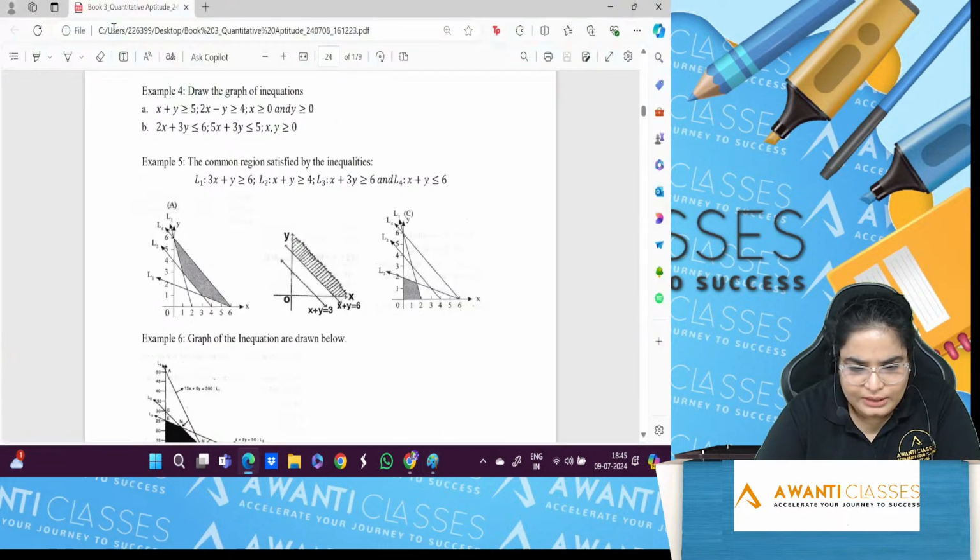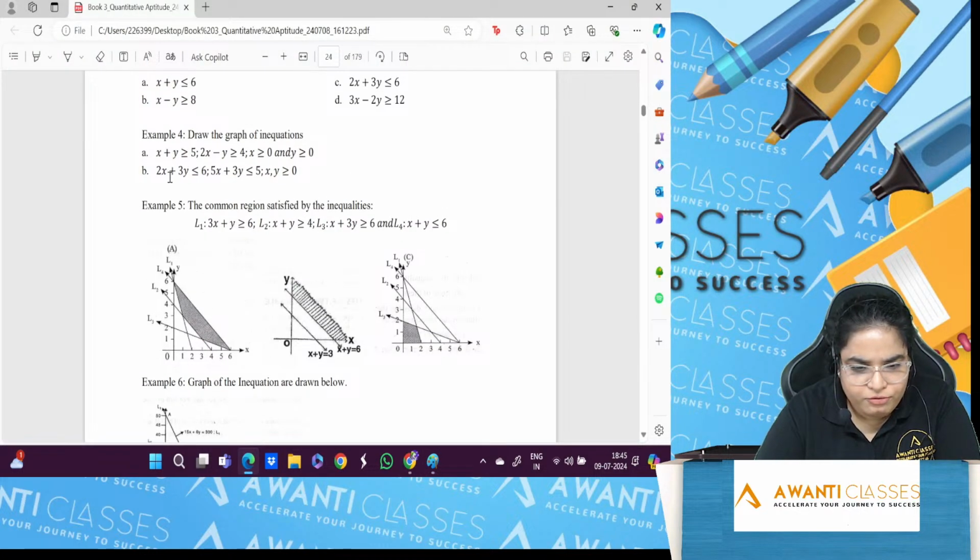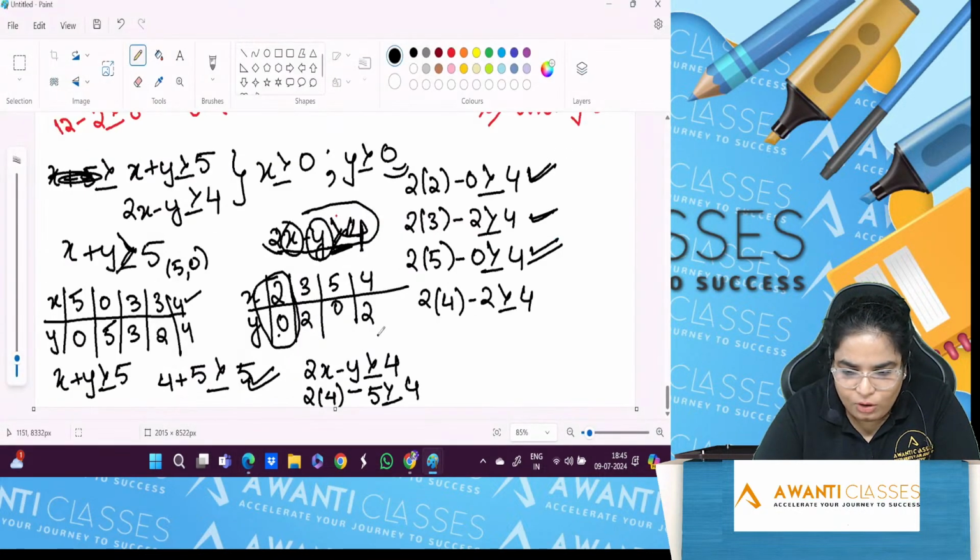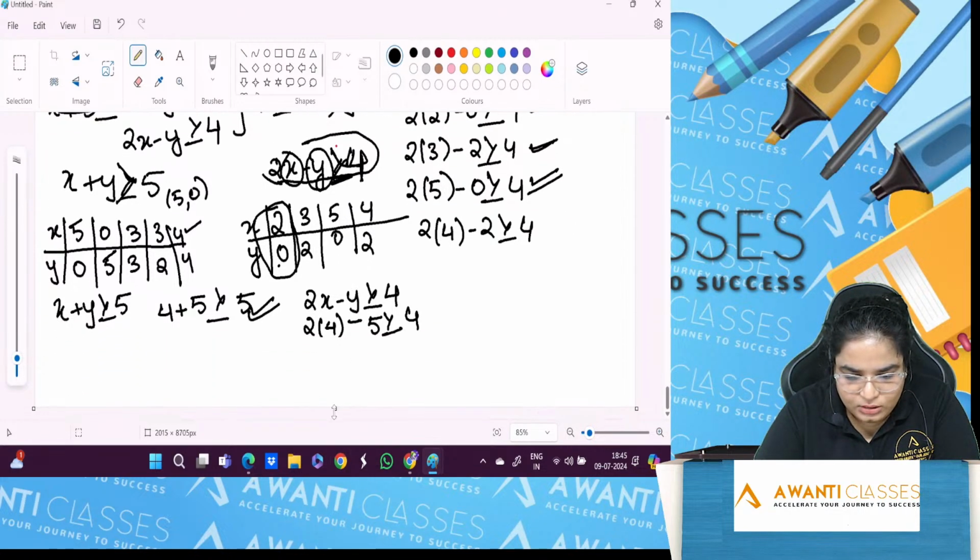Okay, great. Let's do example 4, question number B. I think now we will understand it properly because the plotting can happen easily. Let us see.